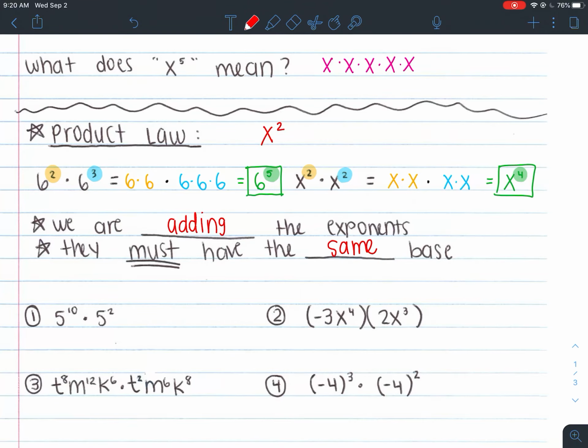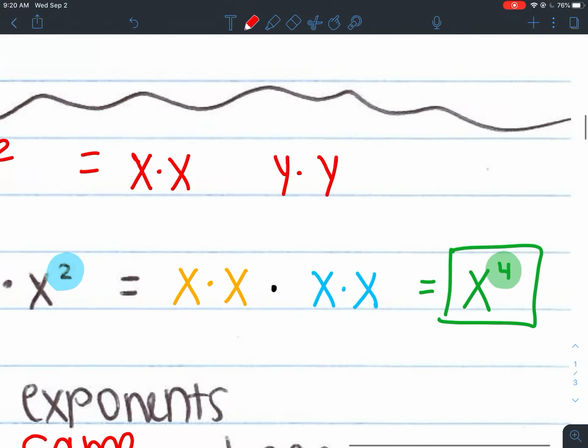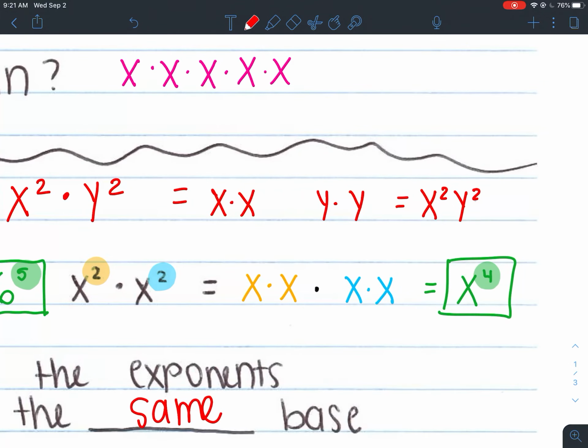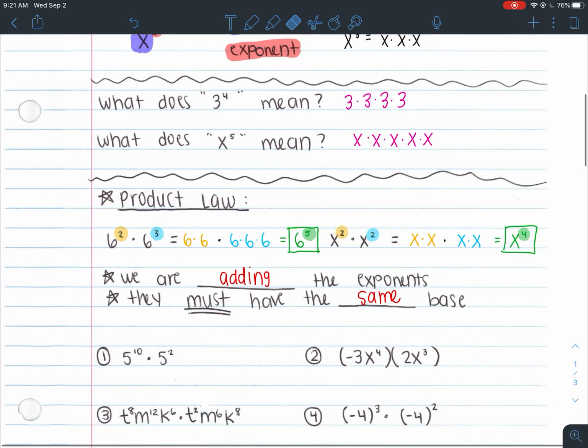Like for example, x squared times y squared, okay? If I multiply these together, I have x times x, and then I have y times y, but I can't combine these because they're not the same bases, because I have 2 separate x's and 2 separate y's, so the most I could have is x squared, y squared. I can't combine those. They're not the same base. Just like terms. You have to think about it like terms. You have to have like bases in order to combine them.